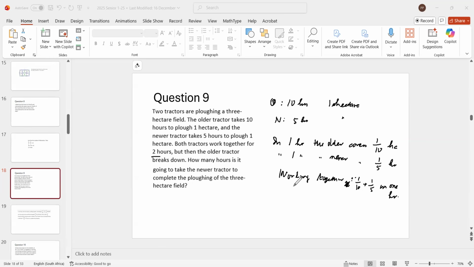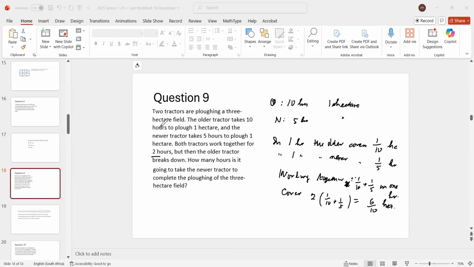So therefore, for 2 hours, they cover 2 into 1/10 plus 1/5. 1/5 is 2/10. So you've got 1/10 plus 2/10 is 3/10, and 2 times 3/10 is 6/10. So they cover 6/10 of a hectare, or 3/5 if you want, when they work together. But then what happened? The older tractor breaks down. They only covered 6/10 of a hectare.